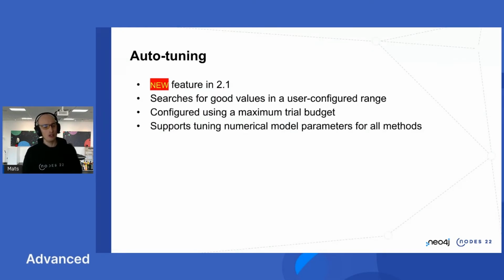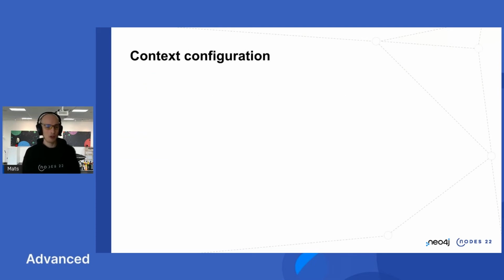And currently, the auto-tuning support, which is relatively new, supports training the numerical model parameters of all the training methods, but it does not extend to node property steps yet. So if you need this, please give us this feedback.